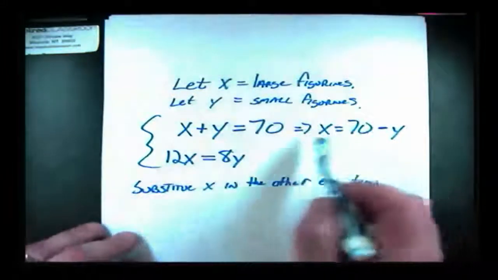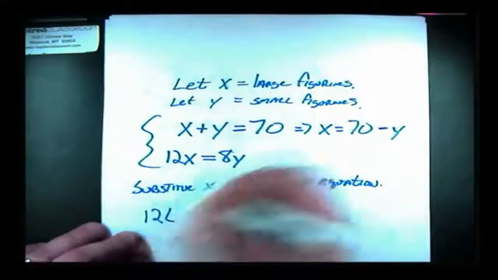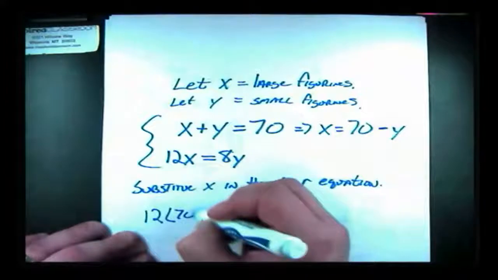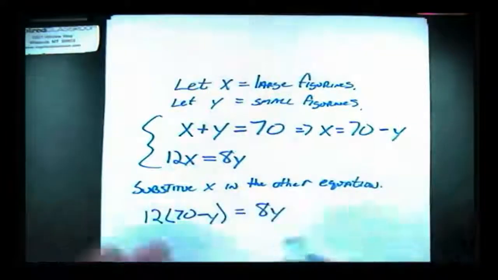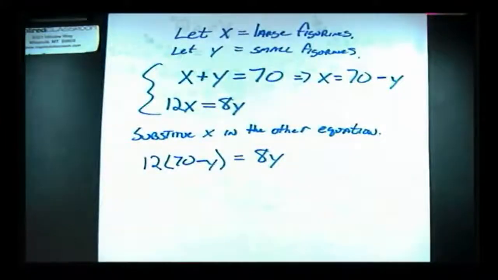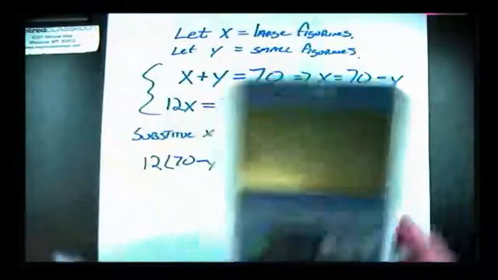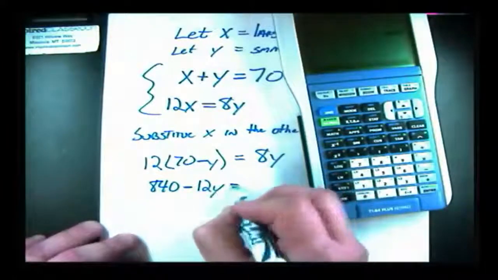So now that I have solved for x in one equation, I can substitute x into the other equation. So really, down here I have 12. Instead of x, I now have 70 minus y, which is what x is. So I can sub that in, 70 minus y, and that is equal to 8y. So now I've changed my problem from having x's and y's to a problem with just y's, and I can actually solve it. I'm not the greatest at arithmetic, so I'll do 12 times 70 to distribute this. I get 840. So 840 minus 12y is equal to 8y.